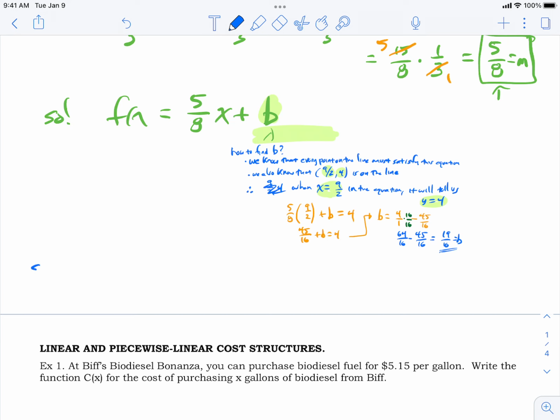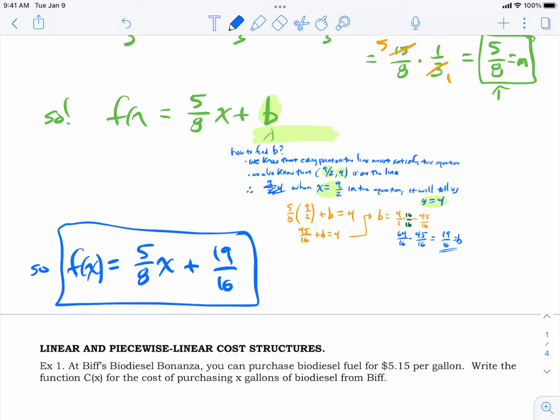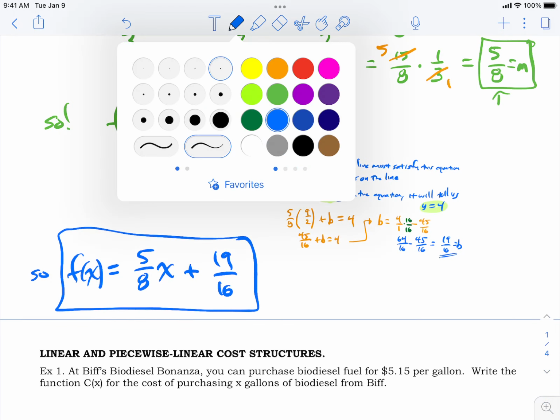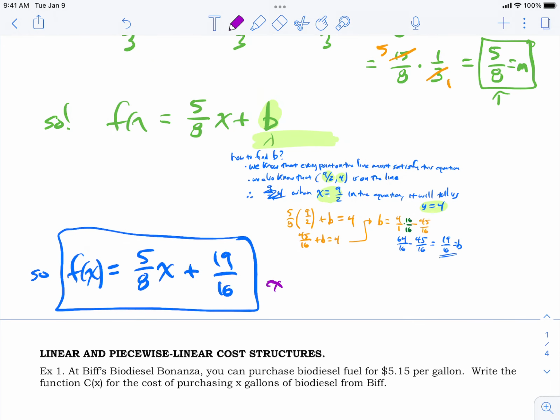So here's our finished equation. We know that the m, the coefficient of x, the slope, is 5/8 plus, and now we just solve for the b. We got 19/16. We are so done. There it is. There's the linear function that goes through those 2 points. That's it.